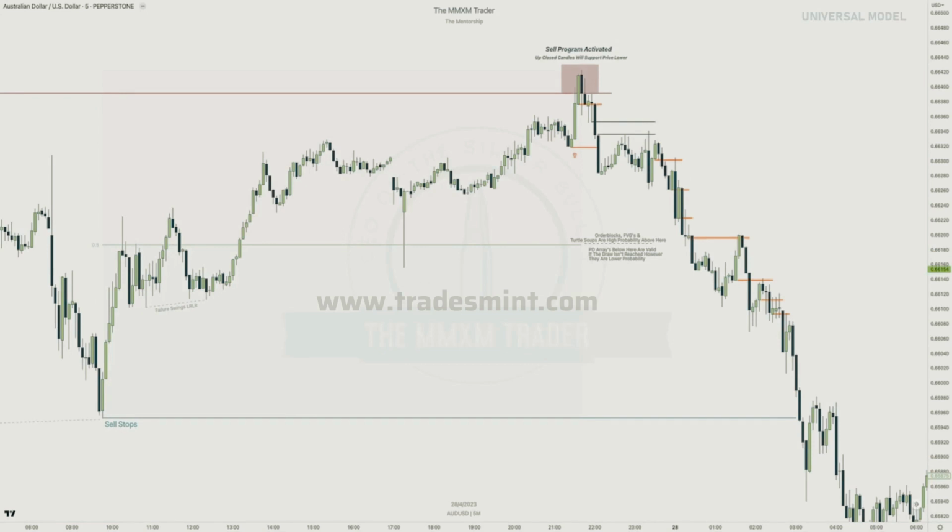Order blocks, fair value gaps, and turtle soups are high probability above here, right? Above this area, because why? We are in premium, right? So from this discount low into this premium high, everything above this 0.5 level is higher probability than below it. So those PD arrays below this 50% level are still valid if the draw hasn't reached yet. However, they are a little bit lower probability because we're not in a premium level, right? So try to always get in on a premium level if you're selling, and if you're buying, you want to be in a discount level, right?